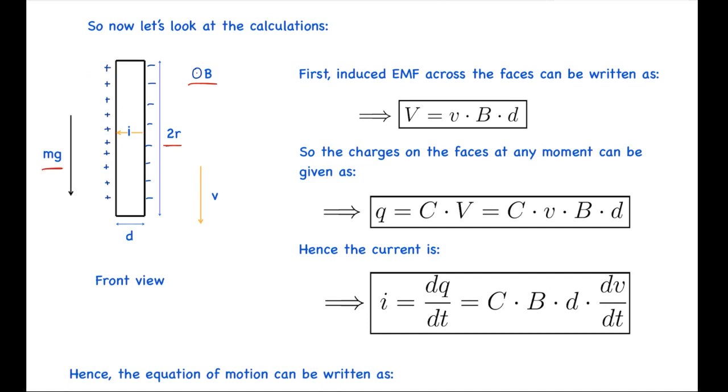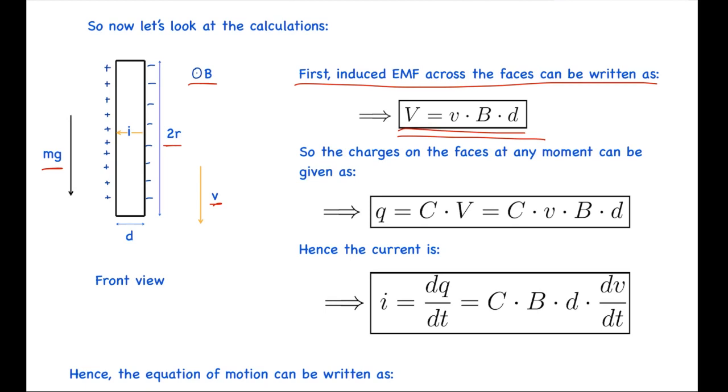Mg force will be acting in the downward direction, and let's observe it at some moment when its velocity is v. First of all, the induced EMF across the faces can be written as V = vBd, where v is the velocity and this capital V is the potential difference. This will be the induced EMF in this disk across the two faces.